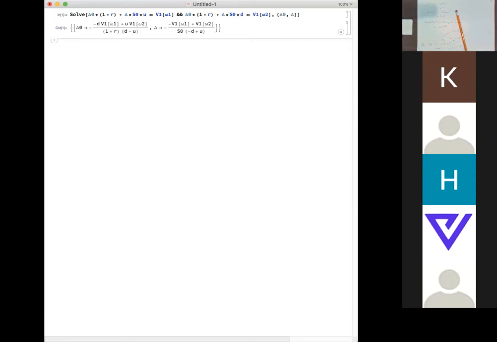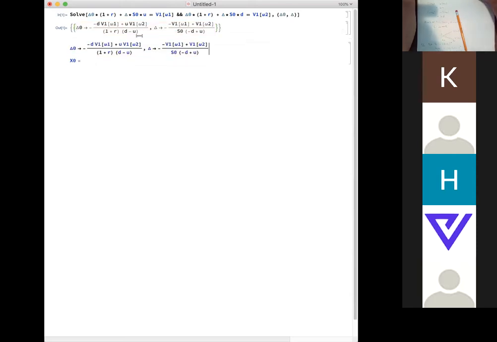And then what I can do is, I'm now interested in pricing the derivative, and pricing will then be, this will be my x0. And that's going to be what? Well, I need these two. I need delta naught to be this thing. And I need delta to be that.